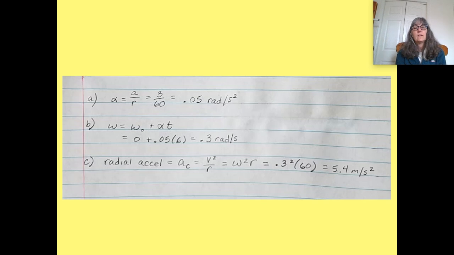And then if we want radial acceleration, same thing as centripetal acceleration, we could do v squared over r, and we could convert what omega is into v, or we can use the special new equation that we have, omega squared r, and that gives us the answer in meters per second squared. So it's all good either way.